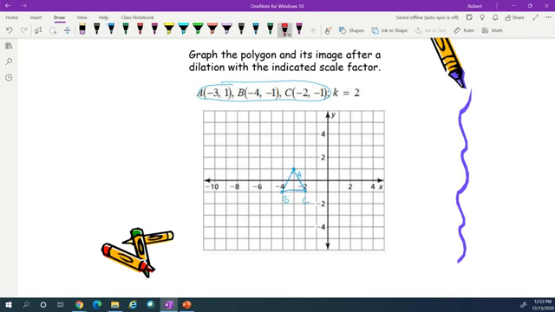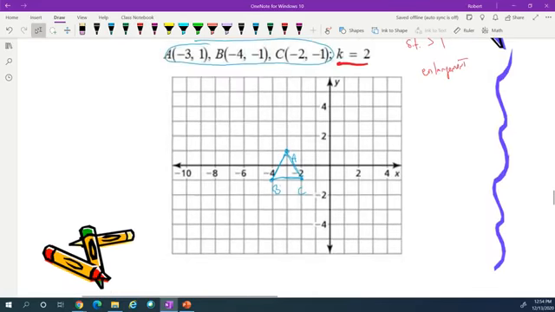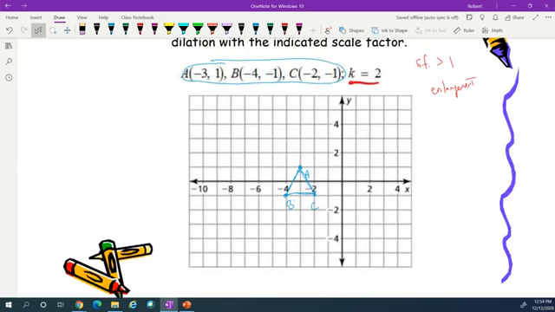Now, look at our scale factor. Our scale factor is greater than 1. So this is an enlargement. And we're going to treat the origin as the center of the graph. So watch what I'm going to do. Basically, we're going to make everything bigger. Our triangle is going to get bigger, and the distance from the center of the picture to the triangle is going to get bigger.